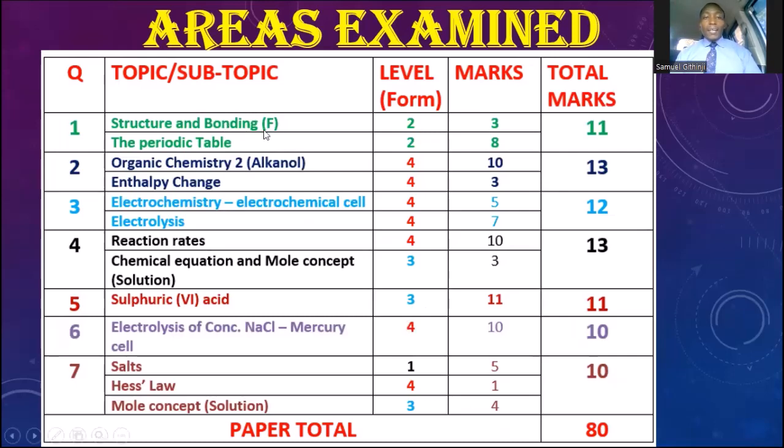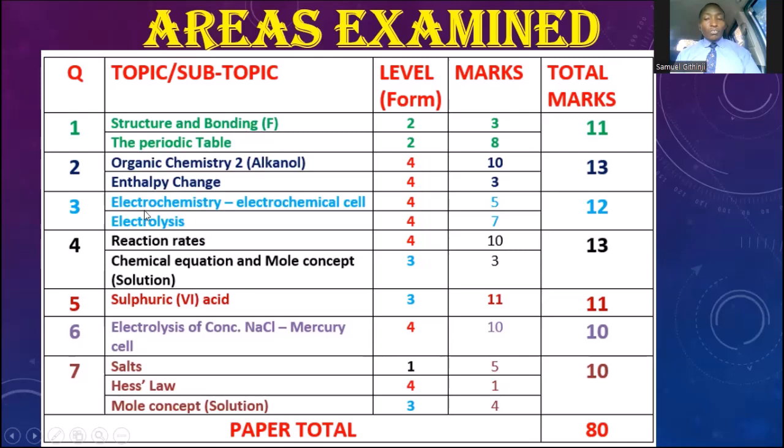Question 1 had an area on structure and bonding, and then a bigger portion of it, periodic table. You can see that is form 2 work, and the marks distribution there you can see. Question 2, it was a chemistry of alkanes, that is organic chemistry 2. That is the main part of question 2. Then there were some 3 marks there from energy change. Now you can see that is form 4 work.